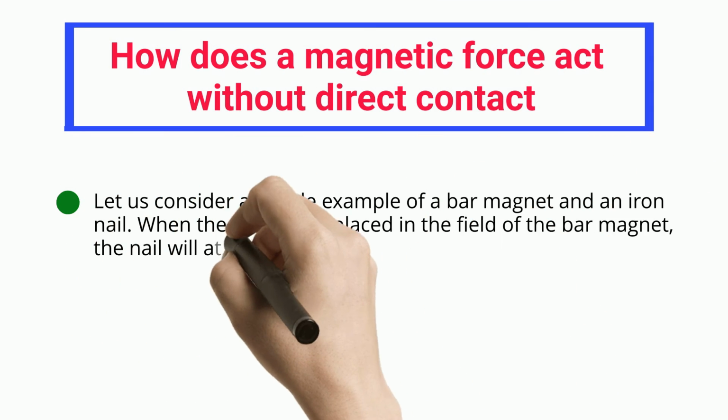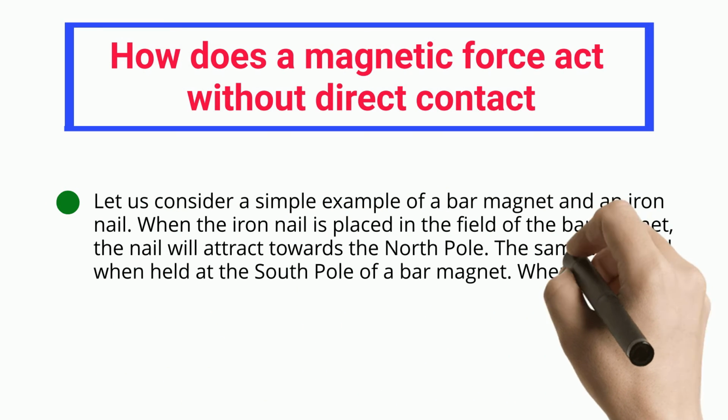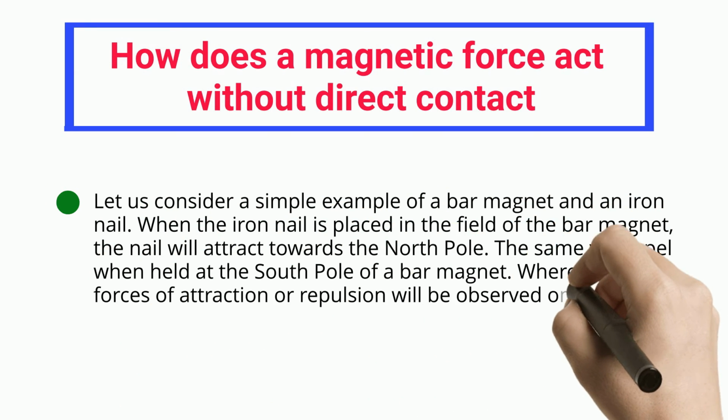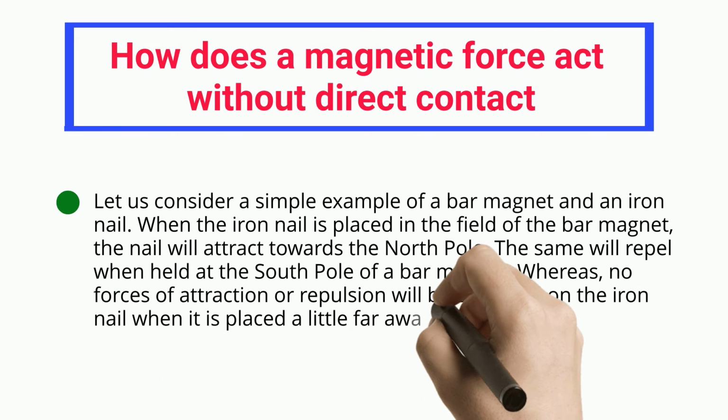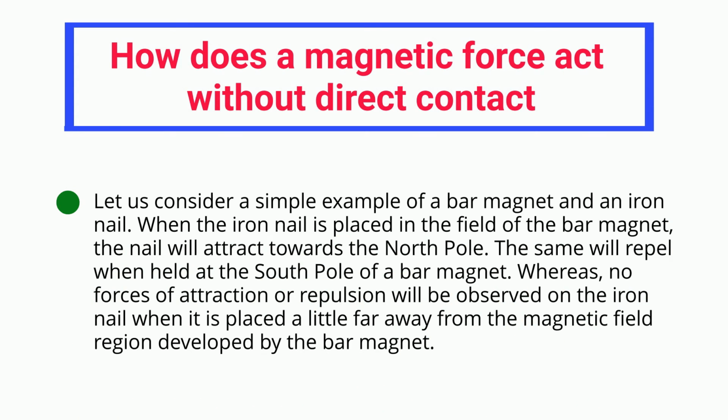When the iron nail is placed in the field of the bar magnet, the nail will be attracted towards the north pole. The same will repel when held at the south pole of a bar magnet. Whereas, no forces of attraction or repulsion will be observed on the iron nail when it is placed a little far away from the magnetic field region developed by the bar magnet.